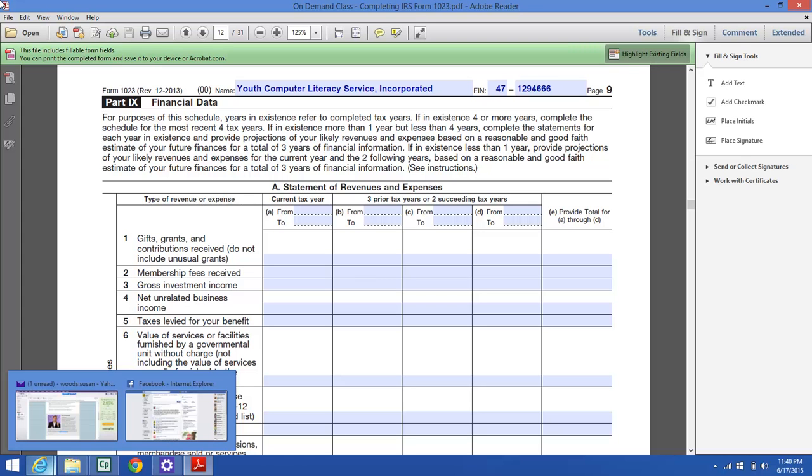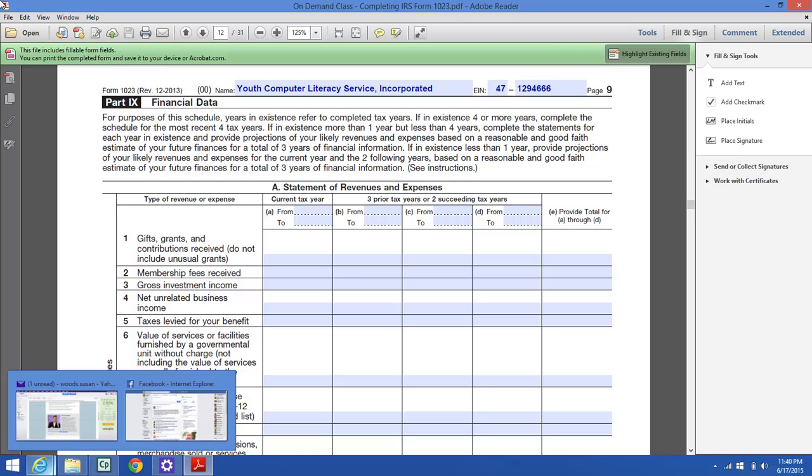If in existence less than 1 year, provide projections of your likely revenues and expenses for the current year and the 2 following years based on a reasonable and good faith estimate of your future finances for a total of 3 years of financial information. And if you have any questions about what I just read, please refer to your instructions for the 1023 application for recognition of exemption and refer to Part 9, which is the financial data.